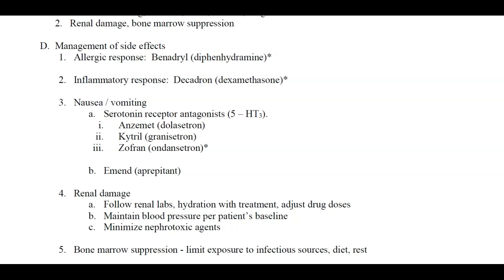As mentioned earlier, it is very important to follow our labs, especially knowing the possible side effects of this drug. So it is important to follow our renal labs, making sure that the patient is properly hydrated, especially when they're actively being treated. And also, we need to make sure that we're adjusting the drug doses based on those labs that we are monitoring. In addition, we also have to maintain the blood pressure of our patient depending on their baseline, as well as minimizing nephrotoxic agents. So basically avoiding agents or drugs or anything that can affect the kidney function.